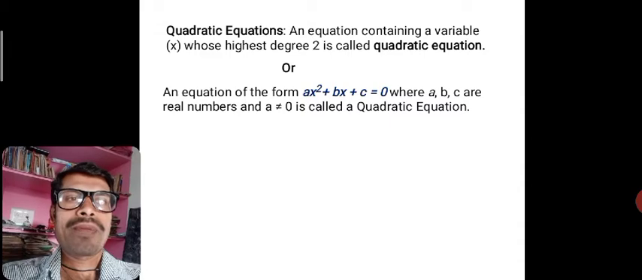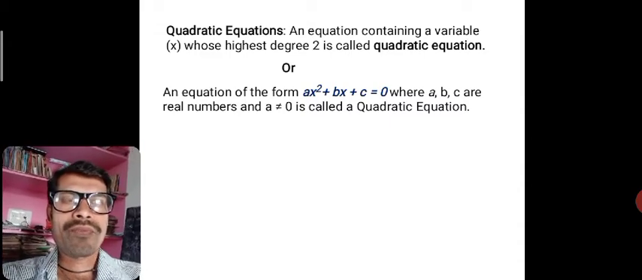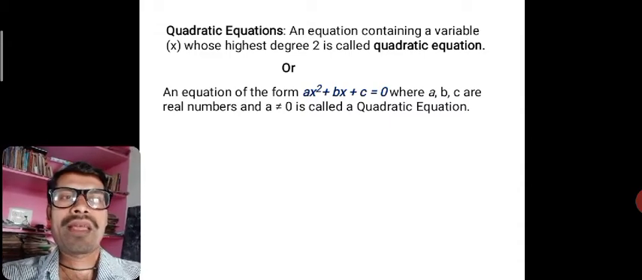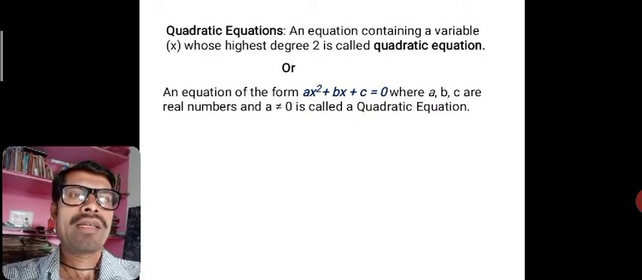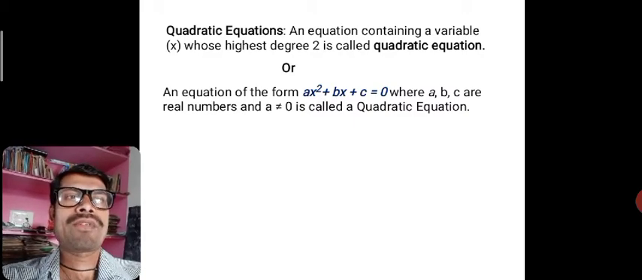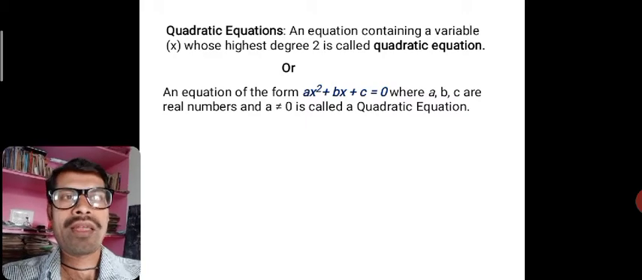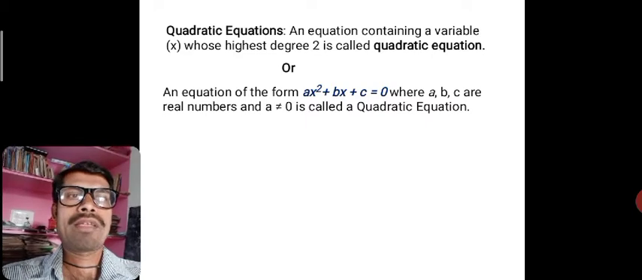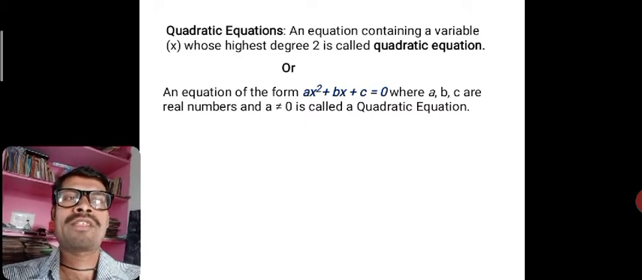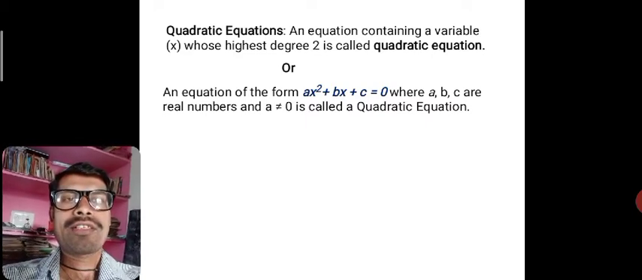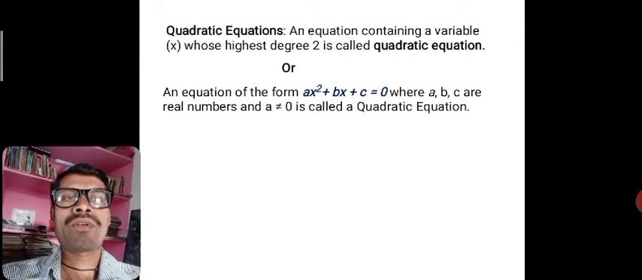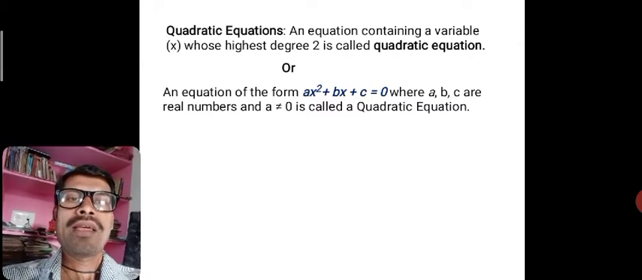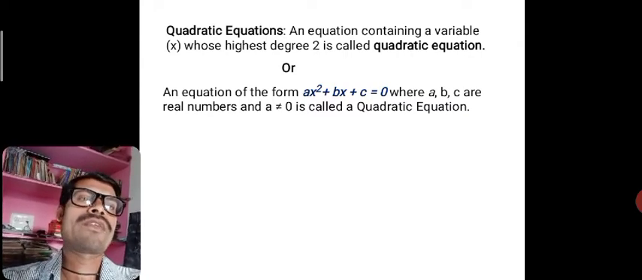What about if b is 0? If b is equal to 0, then bx is equal to 0 in that equation, and we get ax square plus c is equal to 0. That is called a pure quadratic equation. If the x coefficient is 0 in the equation ax square plus bx plus c is equal to 0, then that is called a pure quadratic equation. A pure quadratic equation is of the form ax square plus c is equal to 0.